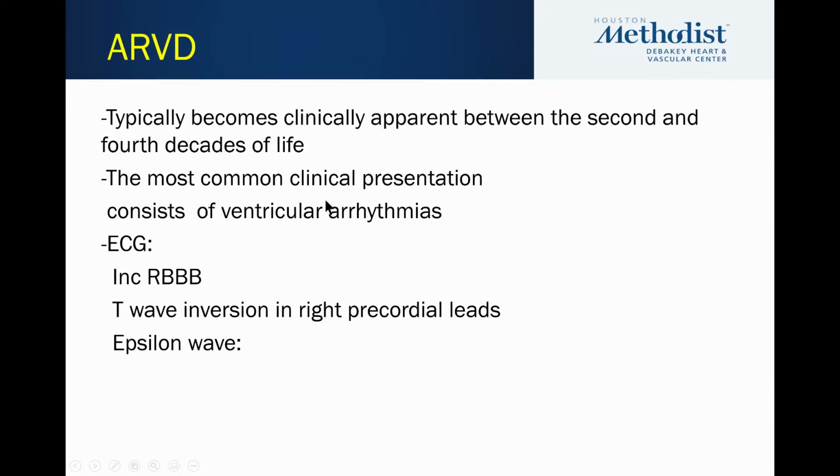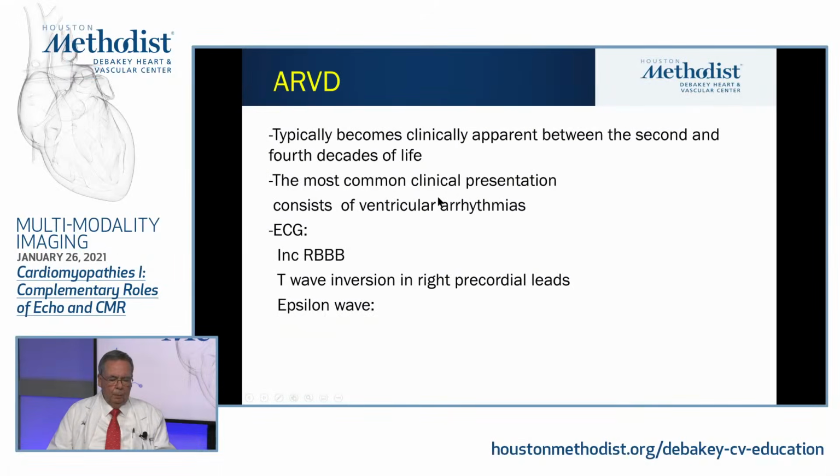The most common clinical presentation is arrhythmia. So these people present with PVCs, VTAC, sudden cardiac death, all kinds of different arrhythmias. There are EKG clues. So you frequently have an incomplete right bundle and or T-wave inversion in the right precordial leads and or the epsilon wave.